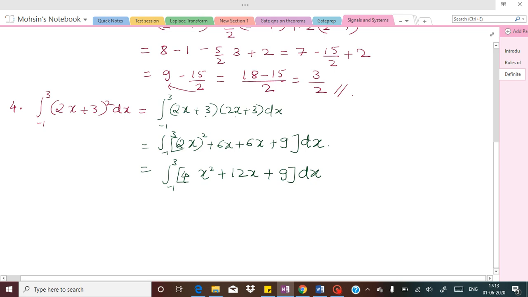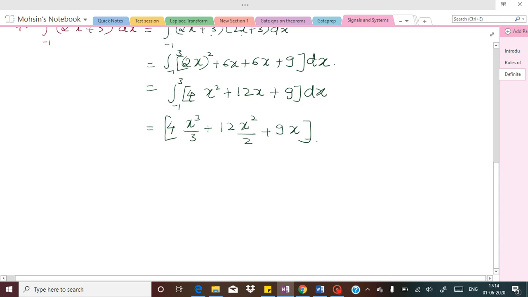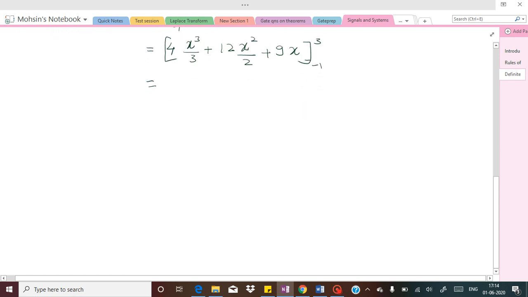Now we can apply integration to this polynomial. The integration of the first term: 4 is a constant, and x² becomes x³ by 3, plus 12 as a constant, x becomes x² by 2, plus 9 times x, and the limits are −1 to 3. Now let us substitute the limits.